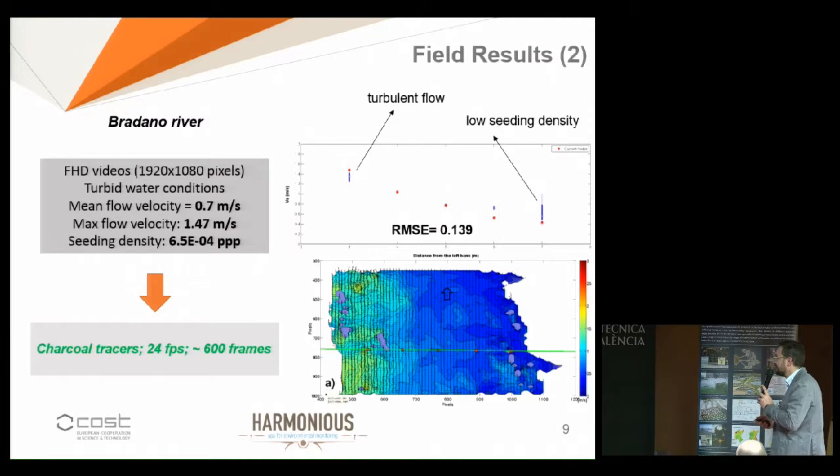And instead, in turbid water condition, the charcoal traces were performing much better with respect to the wood chips, and this is because of the contrast with respect to the background of the image and the application of particle detection software that performs better in this kind of configuration. This is the final result.